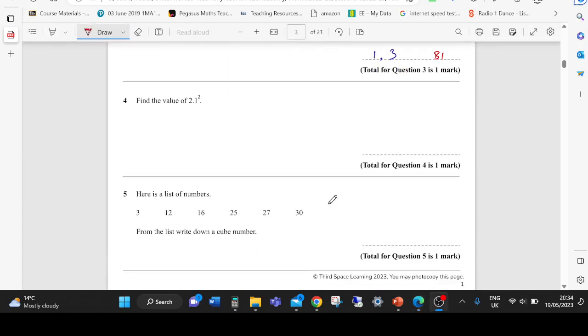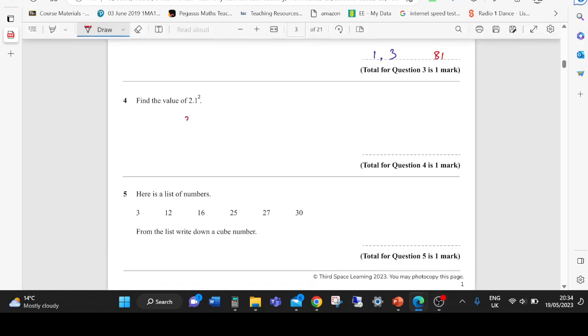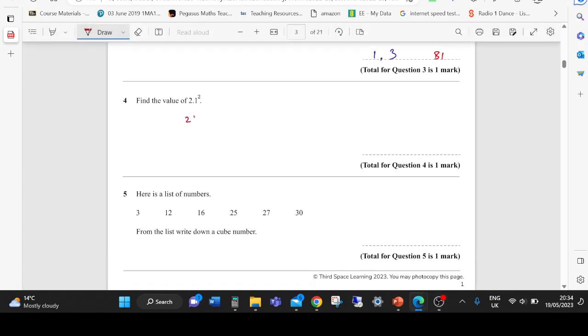Question 4 then, find the value of 2.1 squared. So 2.1 squared, we're looking at 2.1 times 2.1. I'm going to treat it as 21 times 21 and then discuss it afterwards. So I'm going to do 1 times 1 is 1, 1 times 2 is 2, 0 in the units column, 2 times 1 is 2, and 2 times 2 is 4. When I add those numbers together, I get 441.